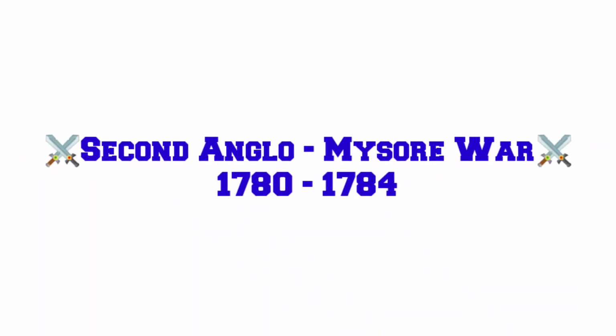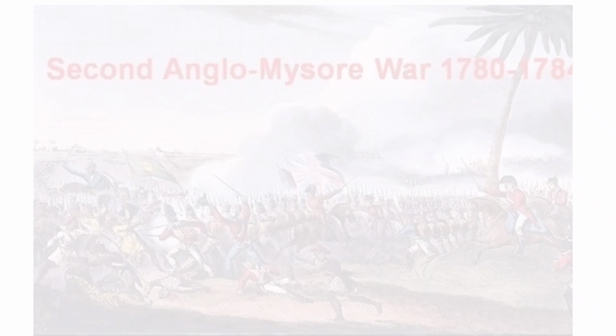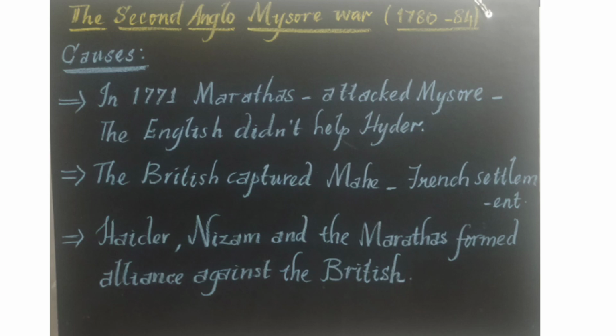The Second Anglo-Mysore War, duration of this war was 1780 to 1784. Let us see what were the causes for this war. Just recall, after the First Anglo-Mysore War, what was the treaty signed? Treaty of Madras. According to the treaty, the English agreed to help Hyder Ali in case of any foreign attack. But here, the English did not fulfill the terms of the Treaty of 1769.